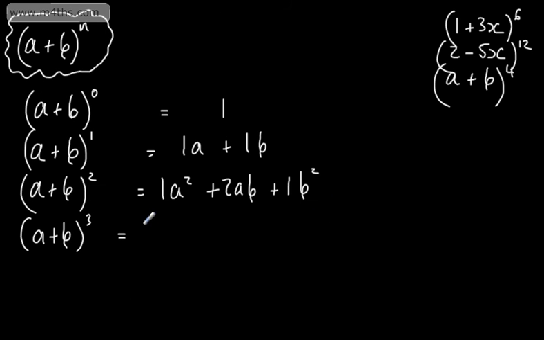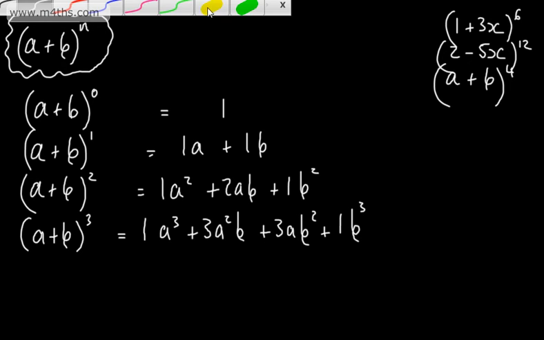So let's write this up here, and then we can look at the pattern forming. So we're going to have now 1 lot of a cubed plus 3 lots of a squared b plus 3 lots of ab squared plus 1 lot of b cubed. Again, I'm writing the coefficients out. So let's just go ahead now and highlight these coefficients. I've got 1, 1, 1, 1, 2, 1. I've got 1, 3, 3, 1.